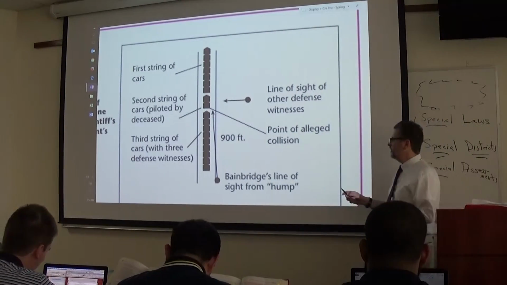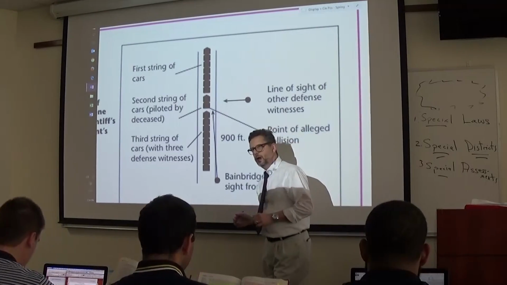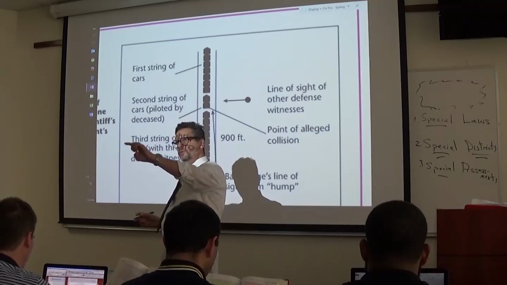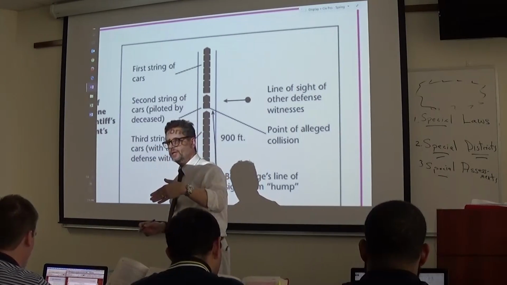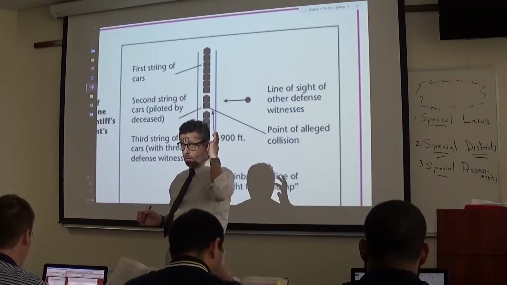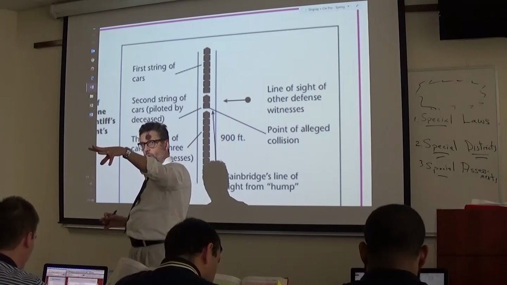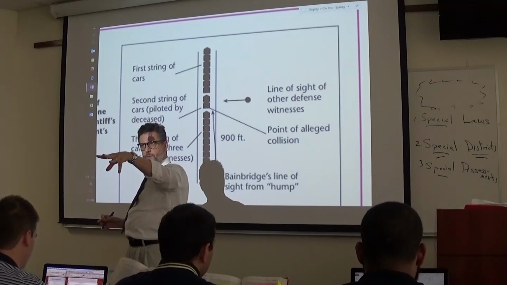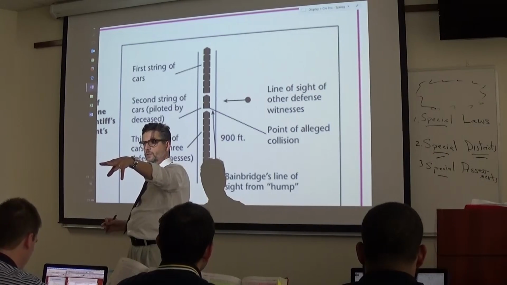So we have Bainbridge and we have all of the defense witnesses. The testimony from the defense witnesses, is that direct evidence or circumstantial evidence? It's direct. They're testifying to what they saw, what they know. Is Bainbridge's testimony solely direct? Is it solely circumstantial? Is it a mix?